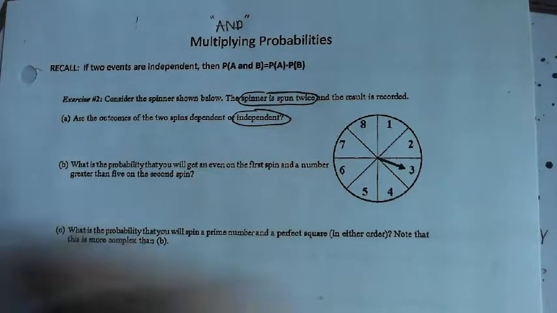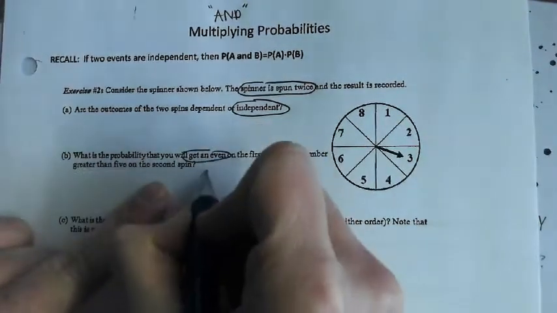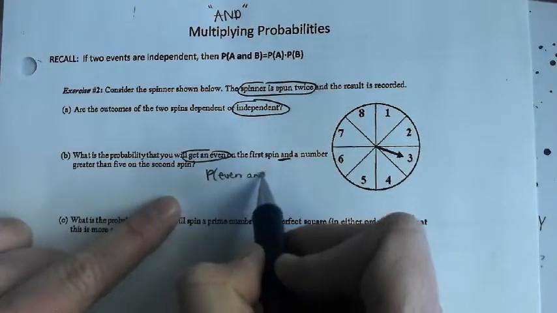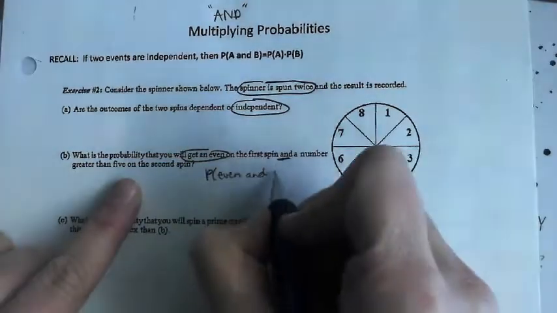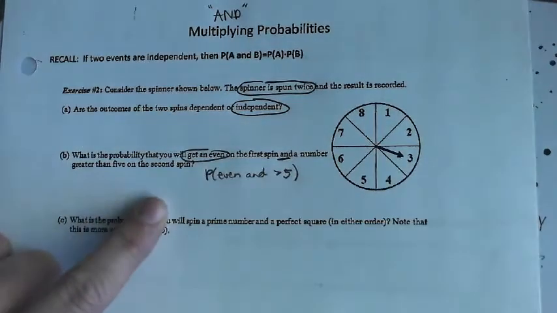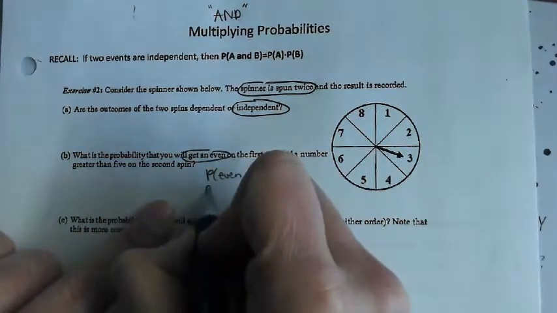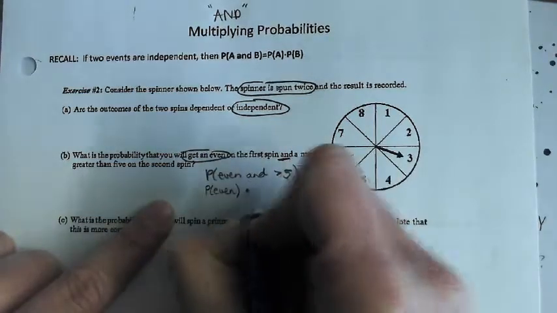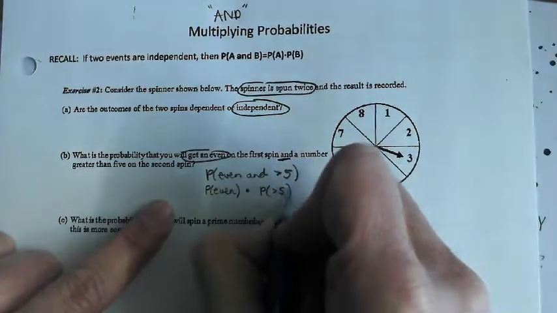So what is the probability that you will get an even? Probability of an even, and a number greater than 5 on the second. So we'll do it two separate probabilities. Probability of getting an even times the probability of getting something greater than 5.